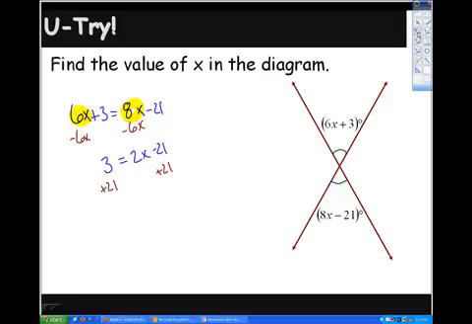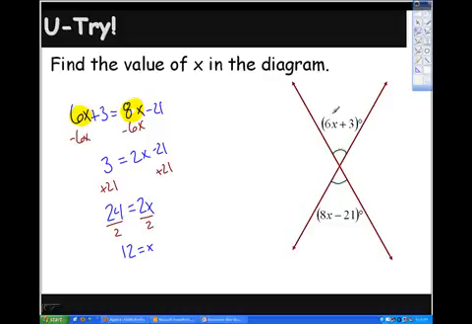The result there is 24 is equal to 2x. And now we'll undo the multiplication by 2 here on the x just by dividing both sides by 2. And 12 equals x. We should be able to check that by plugging 12 in here.